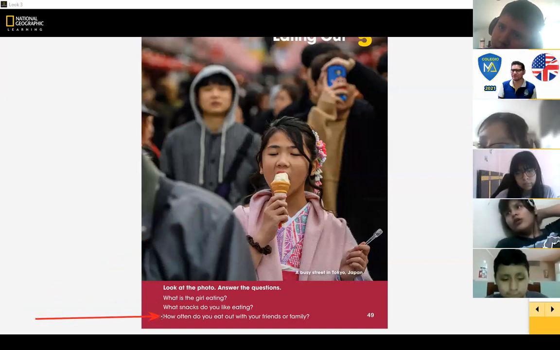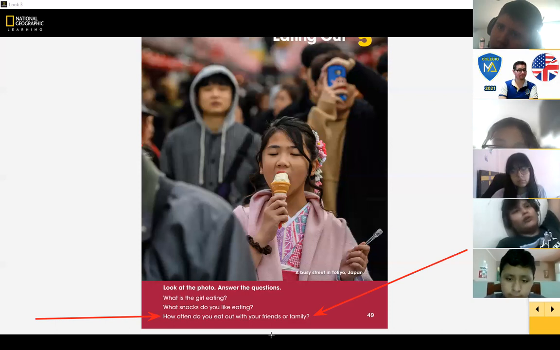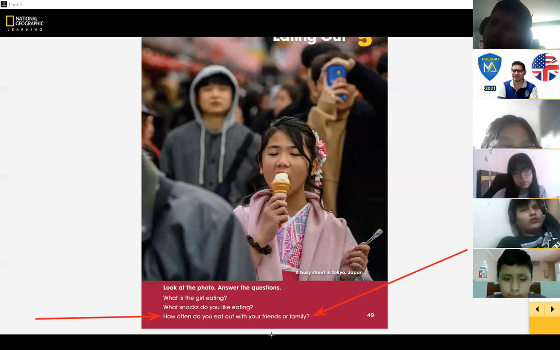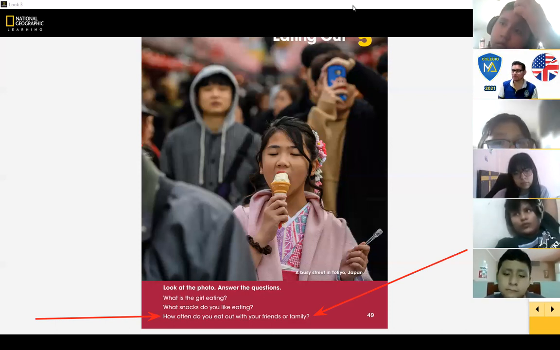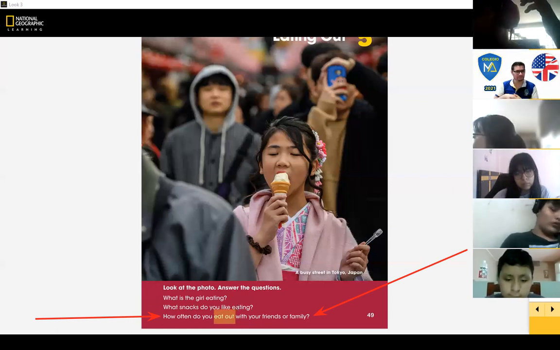How often do you eat out with your friends or family? How often do you eat out? What is eat out? What is eating out? Pues es comer fuera, ¿no? O sea, comer fuera de casa, pues. Eat out, ¿no? Could be a restaurant, a café, ¿no? I don't know.